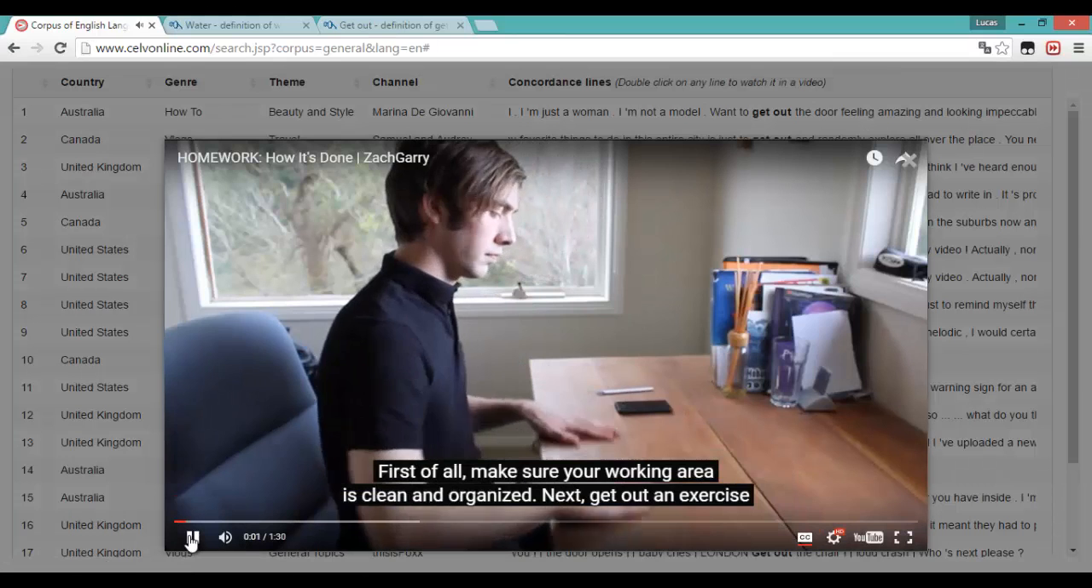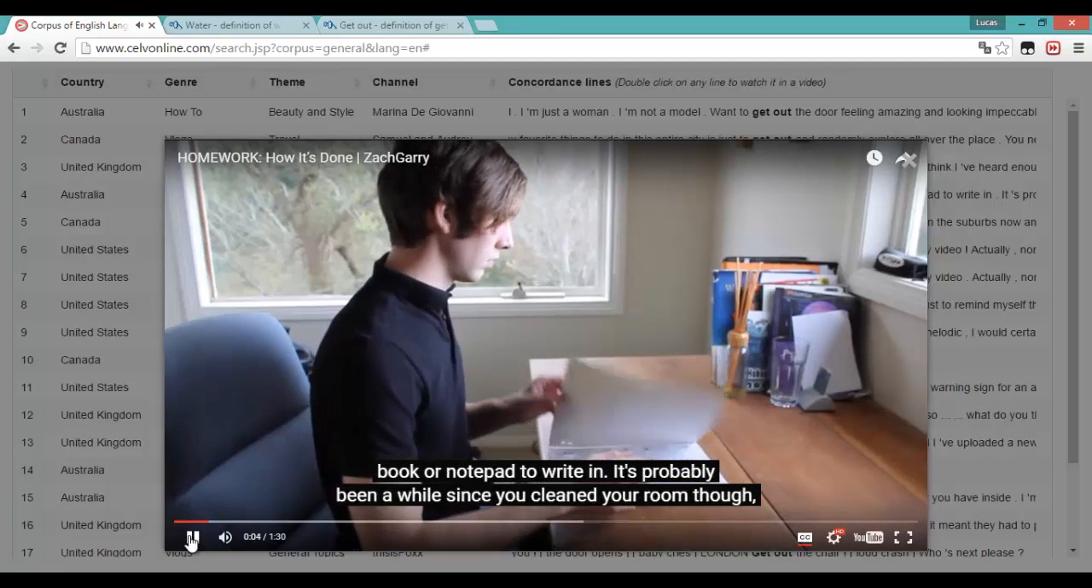First of all, make sure your working area is clean and organised. Next, get out an exercise book or notepad to write in.